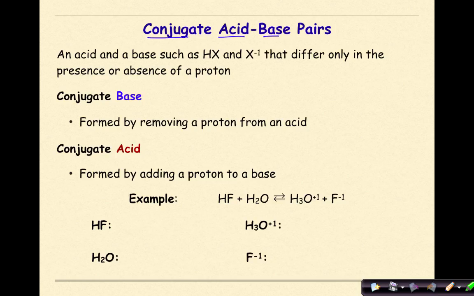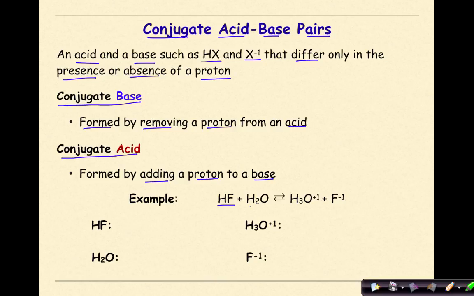Conjugate acid-base pairs. An acid and a base, such as HX and X-1, that differ only in the presence or absence of a proton. If something is defined as a conjugate base, this is formed by removing a proton from an acid. A conjugate acid is formed by adding a proton to a base. So let's look at an example.